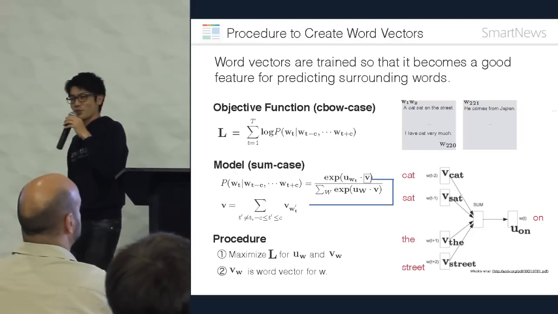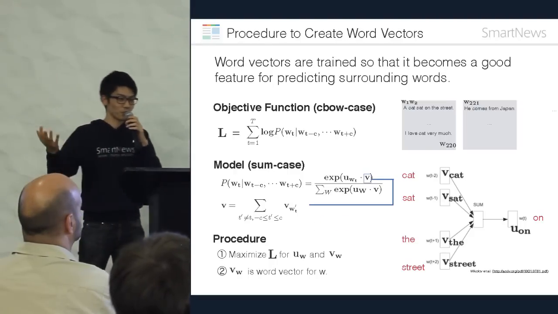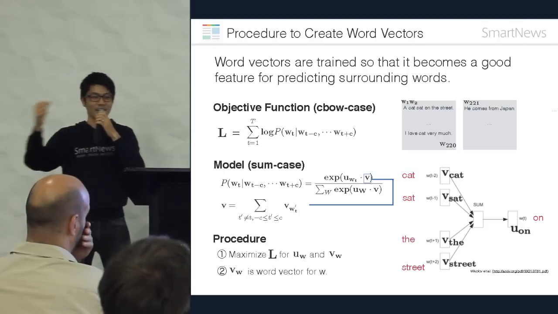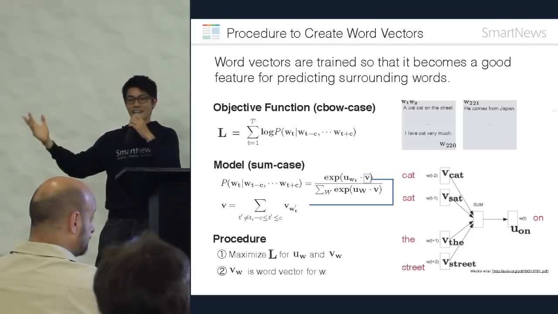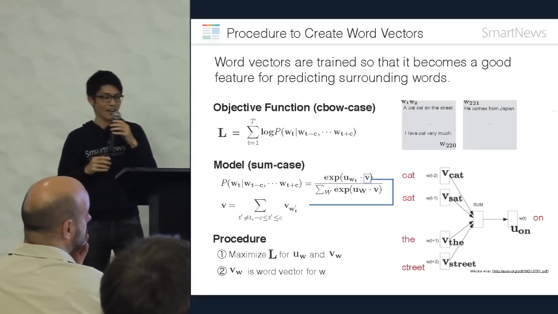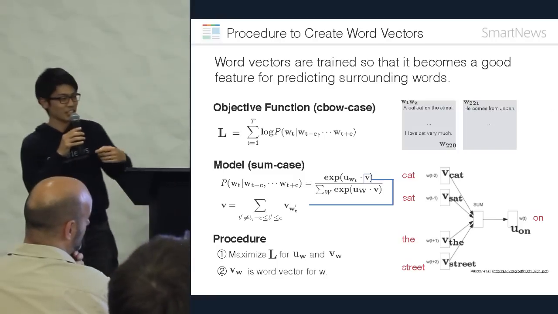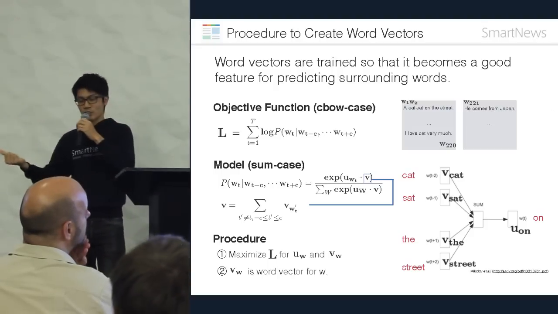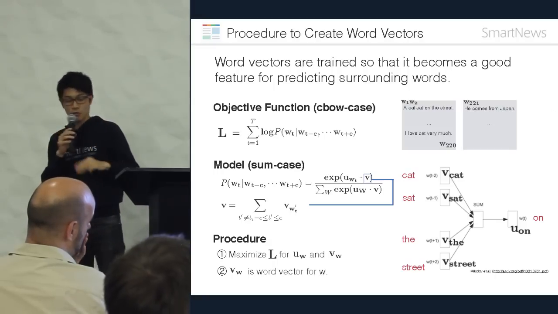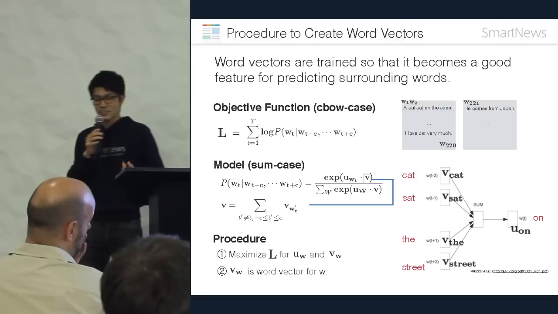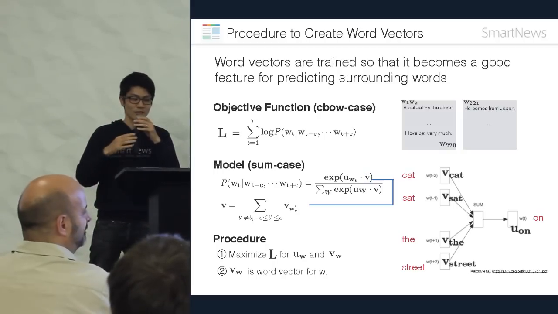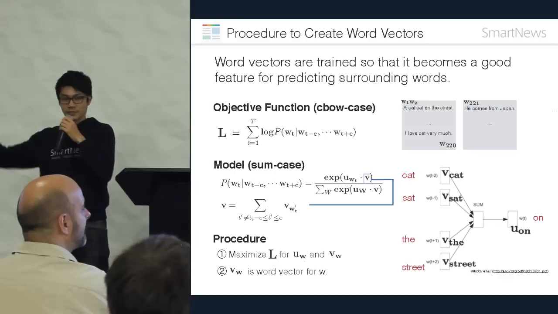So the procedure to create word vectors in Word2Vec is like this. First, we prepare a set of documents and label each word W1, W2, and so on. After that, we maximize the objective function L. In this objective function, large D means the number of words in the whole document, and C is an arbitrary number; 2 or 3 is commonly used. Maximizing this objective function L means maximizing the probability to predict a word from surrounding words.